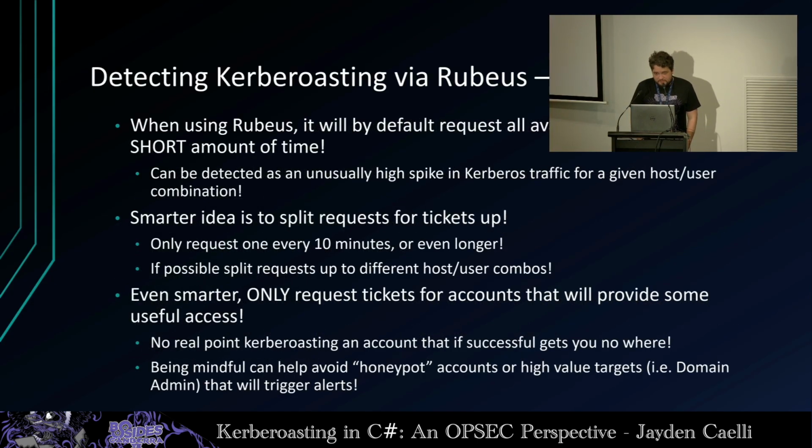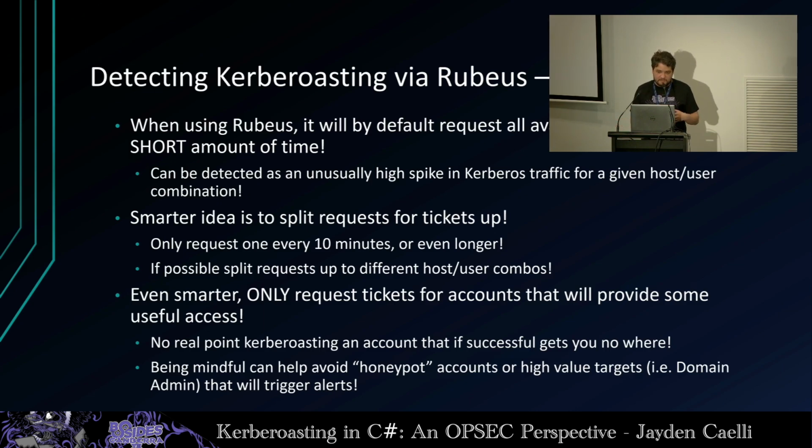When you use Rubeus, it will, by default, request tickets as fast as humanly possible. This can be detected via a high spike in LDAP traffic and Kerberos traffic, as all of a sudden this particular user has requested 20 tickets in 5 seconds, and I've never done that before. One idea that would be smarter is to split up your requests by a long period of time, so 10 minutes or longer, I would say.